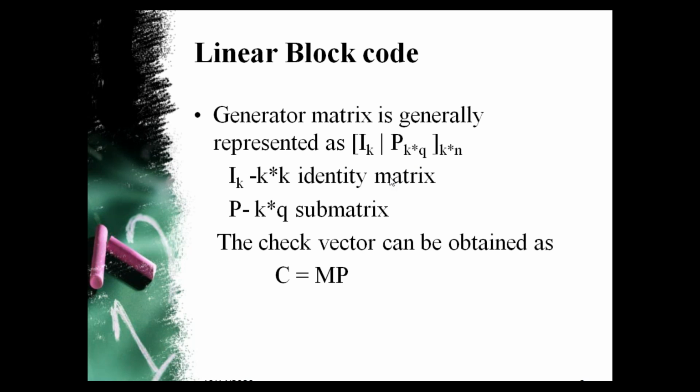The point is, associated with each linear block code, there exists a generator matrix. We are making use of the generator matrix for generating the code word. We can obtain that code word as x equal to m into G, by simply multiplying the message vector with the generator matrix. Its general structure is: the initial part is an identity matrix I_k of order k by k, and a P submatrix of order k by q.